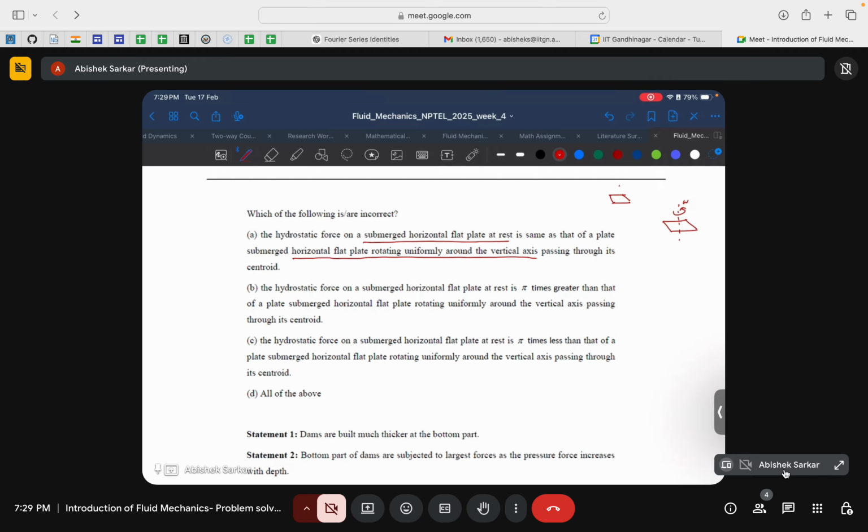So the question is, there are three statements. The first statement says that the hydrostatic force acting on this horizontal flat plate remains the same whether it is rotating or stationary. The second statement says that for the stationary state, it will be pi times greater than the rotating one. The third says that for a stationary case, the net hydrostatic force will be pi times less than the force acting on the rotating plate. And there is all of the above, or all of the options are incorrect. So you might choose the correct option.